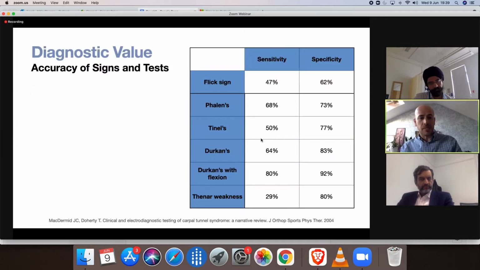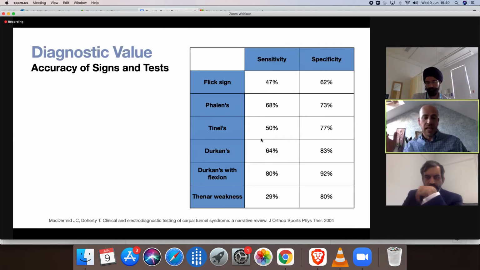So as promised, we've got some of the sensitivity and specificity of some of the tests that we do. So, for example, Tinel's has only a sensitivity of 50%. Durkan's with flexion increases your sensitivity up to 80%. Thenar weakness, as mentioned earlier on, is not a hugely sensitive sign, but muscle wasting is clearly more obvious.